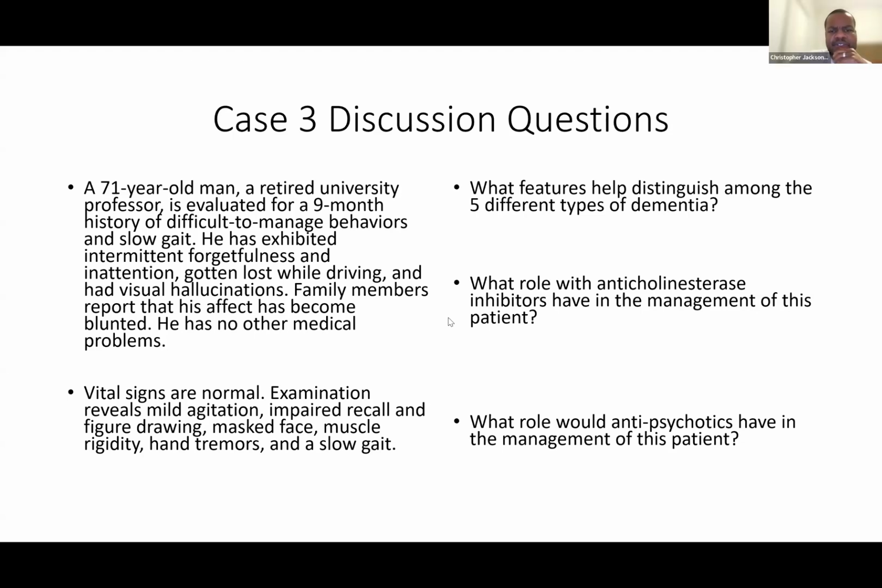So we're wrestling a little bit with this. We'll do just a simple poll in the chat. Would anybody go ahead and give this patient an anticholinesterase inhibitor? You can put a Y for yes or an N for no in the chat. Does this patient get an anticholinesterase inhibitor? Y for yes, N for no.